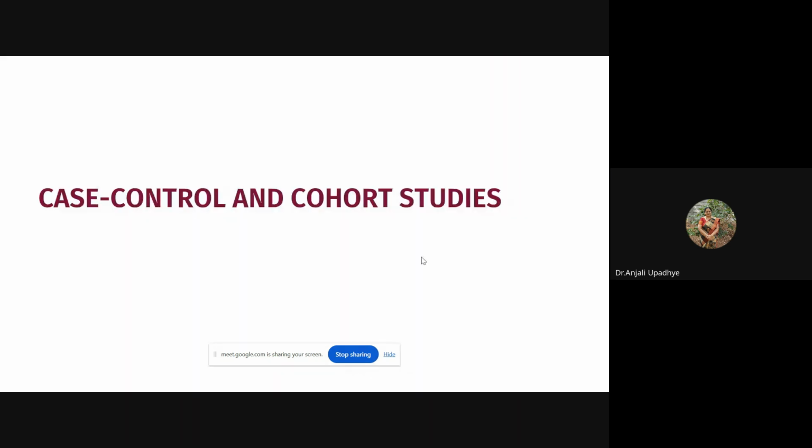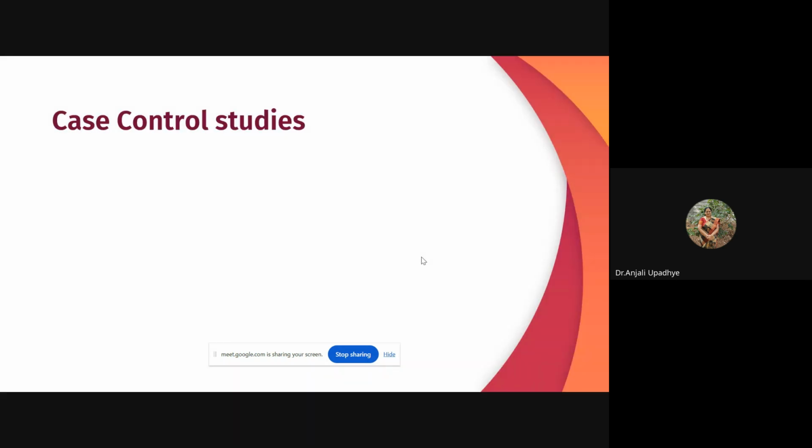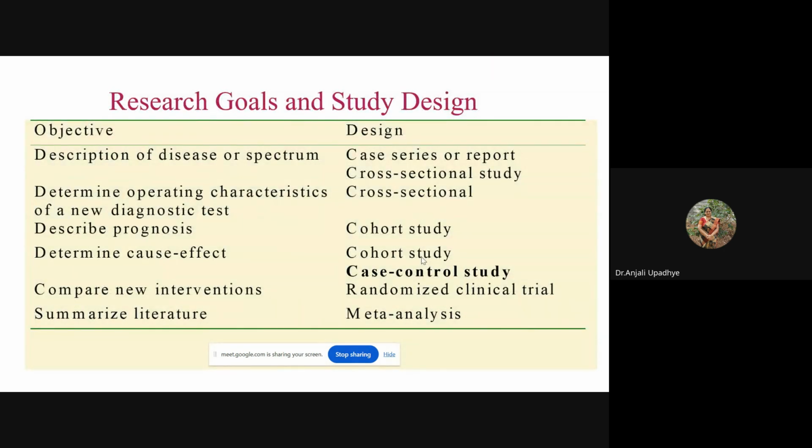So this is about the true experimental. Now we are talking about the case control and the cohort studies. First of all, we'll take case control studies. Our objective is a description of the disease or a spectrum, then it is a case series or the report, or it is a cross-sectional study.